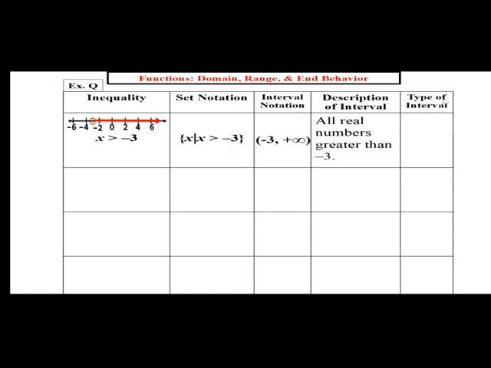Now, what kind of interval is this? There were two types. There were infinite or finite. Since this one has an arrow going towards infinity, that means this is an infinite interval, infinite.